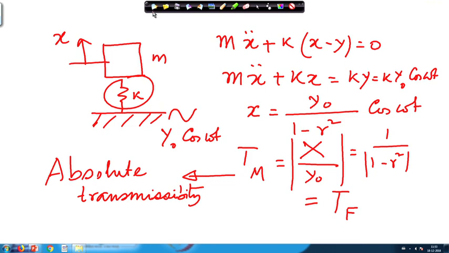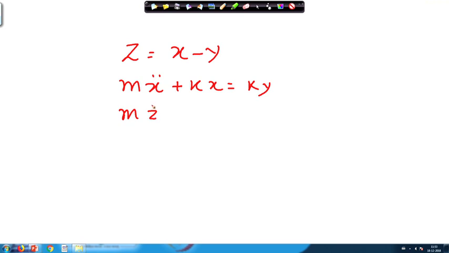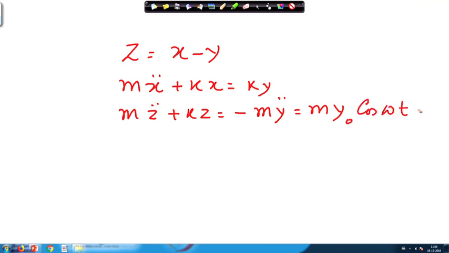Relative transmissibility is like this. Here we have the relative displacement z equal to x minus y, and the original equation of motion, m x double dot plus k x equal to k y, we can write this way: m z double dot plus k z equal to minus m y double dot. Then this becomes y naught omega square, so there is an omega square term appearing.